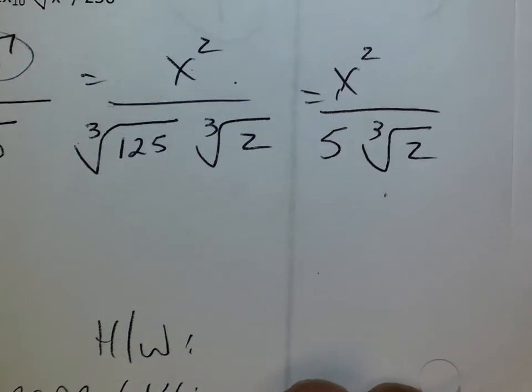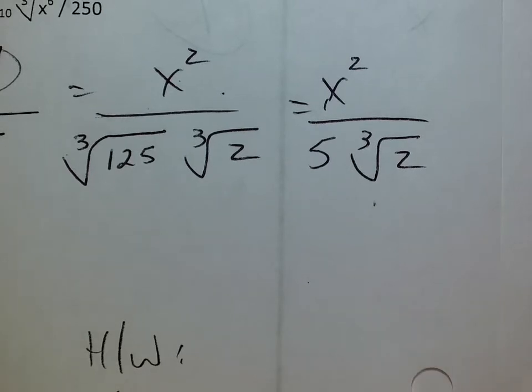Uh-oh, we got a problem. So how are we going to get rid of this? Can't have a cube root in the bottom either. How are we going to get rid of that? You have to, you ready? Listen carefully. You have to make it a perfect cube root in order to get it out of the bottom.